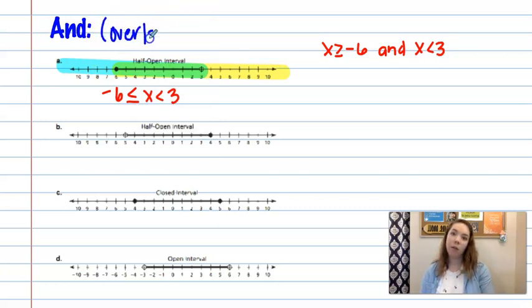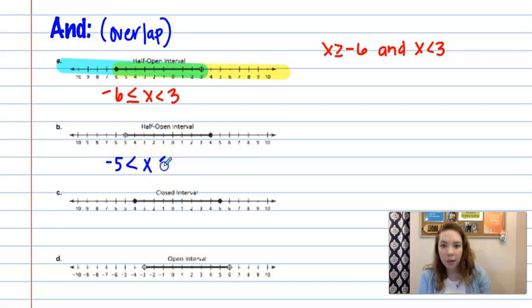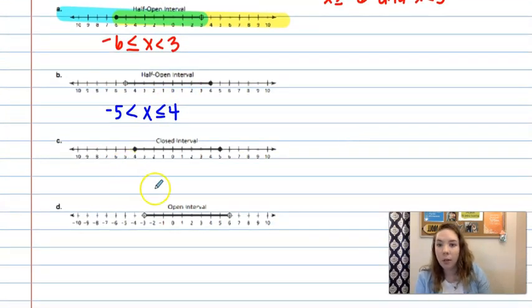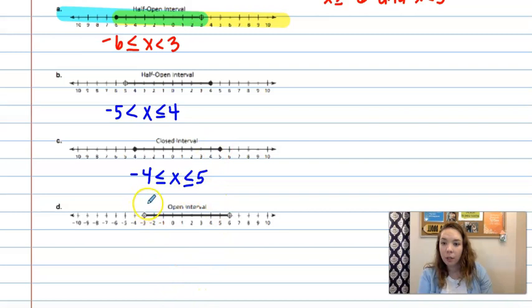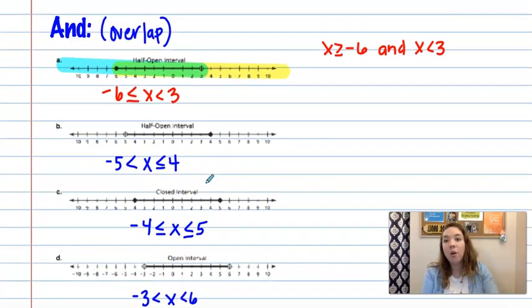So where they overlap. Okay, so if I was going to write one for this one, I have -5, and there's no line underneath since it's an open dot, and we're going all the way up to 4. This one looks like we're doing -4, and then you would have the or equal to up to 5, and it would also have the or equal to. And then example D here, we're going from -3 up to 6. So this is how we write compound inequalities for and.